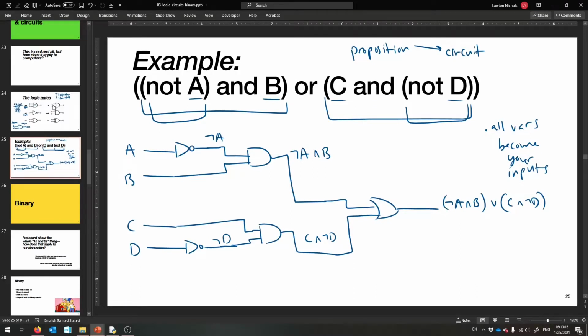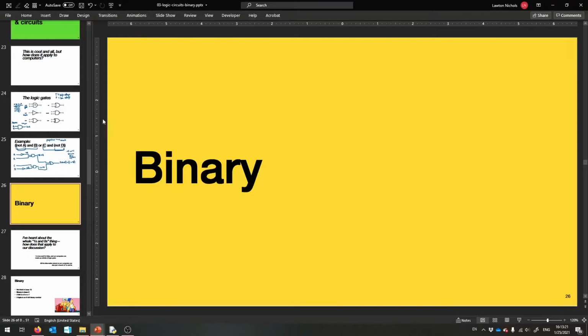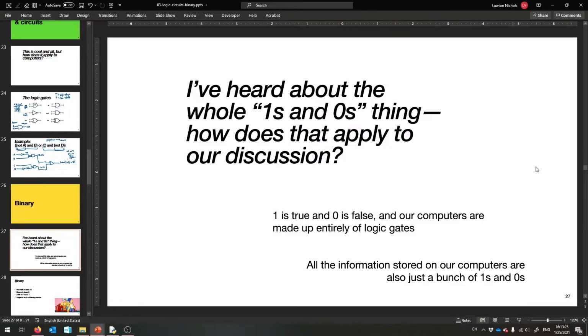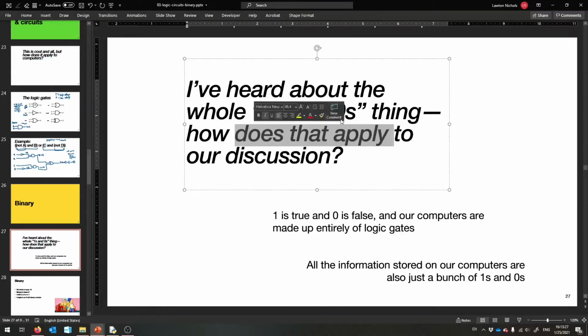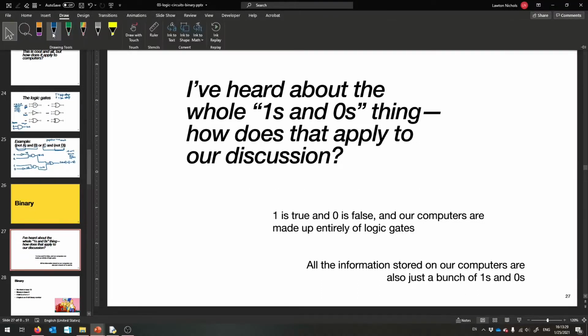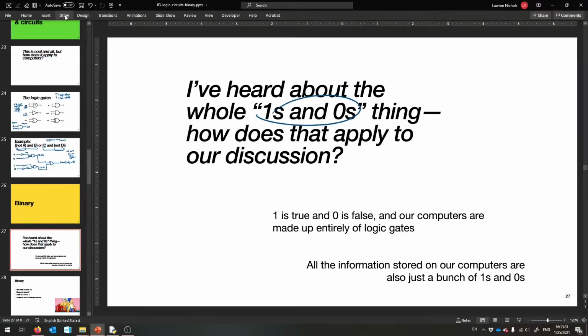and it just so happens that it's very closely related to this concept called binary, which you may have heard of. Okay, so let's talk about that now, and maybe you've heard about the whole ones and zeros thing. Well, now you're ready to make numbers using just ones and zeros, okay? We're going to learn the binary number system. So the idea is true is 1 and 0 is false, and just everything in our computer is nothing but logic gates, okay?